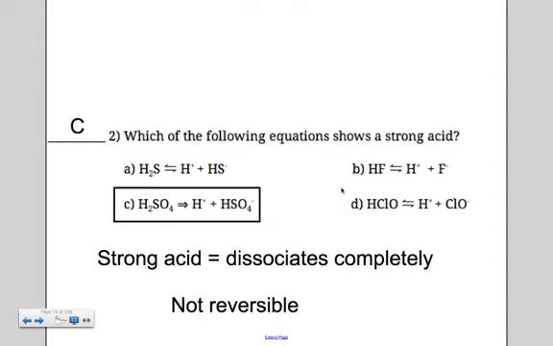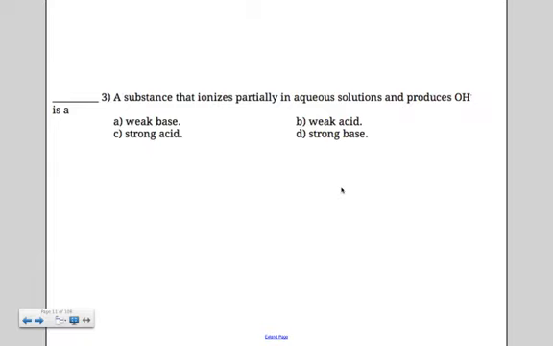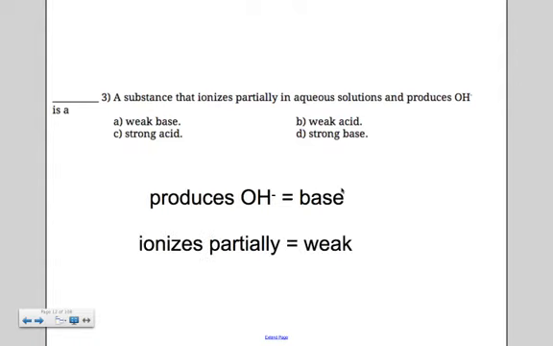Answer choice C. A substance that ionizes partially in aqueous solutions and produces hydroxide ions, OH negative, is either a weak base, strong acid, strong base. Well, it produces OH according to the problem, so that makes it a base. If it produced hydrogen, it would be an acid. And it ionizes partially, and anything that ionizes partially rather than completely is weak. So this is a weak base, choice A.